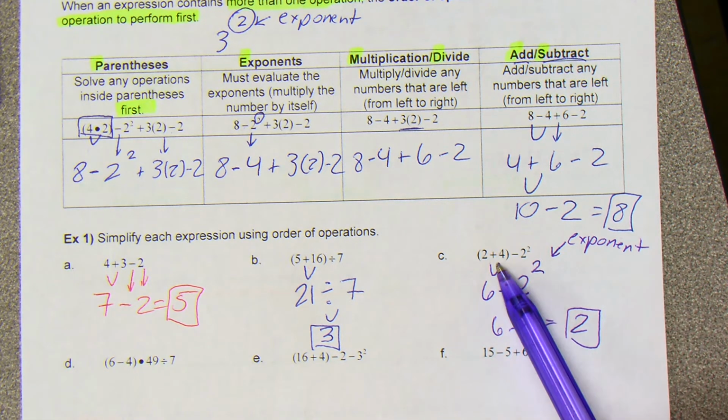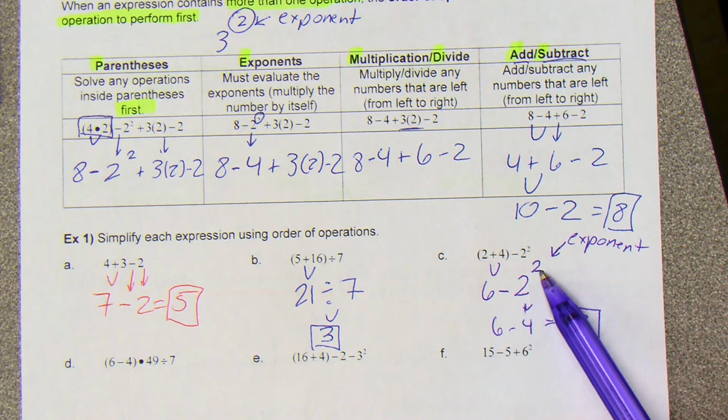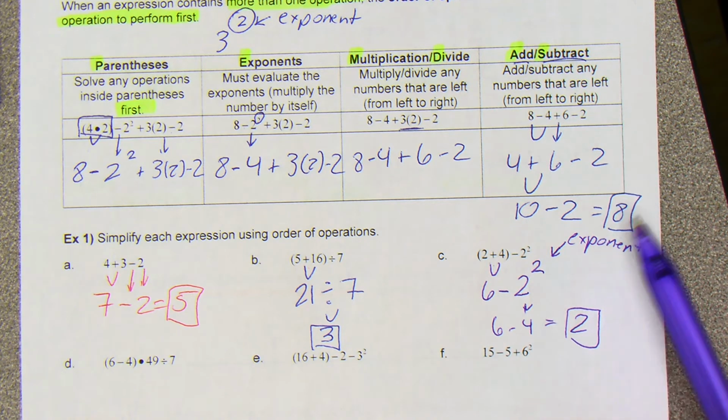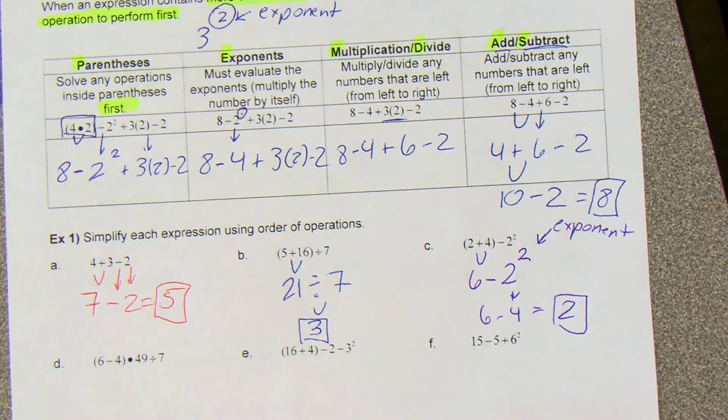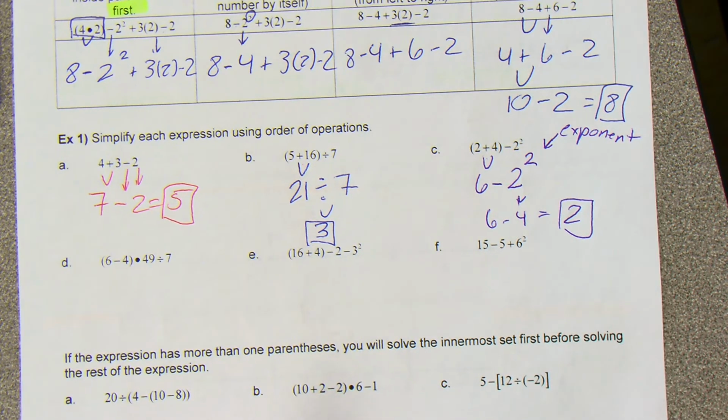So that one I had parentheses, so I did my parentheses first. That's how I got 6. I brought down my minus sign, brought down my 2, brought down my exponent. Then I did my exponent: 2 squared is 4. Then I did my adding and subtracting, since there's no multiplying and dividing. So there's a very specific order in which we have to do this.